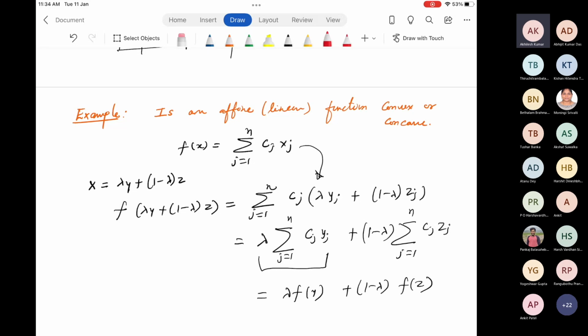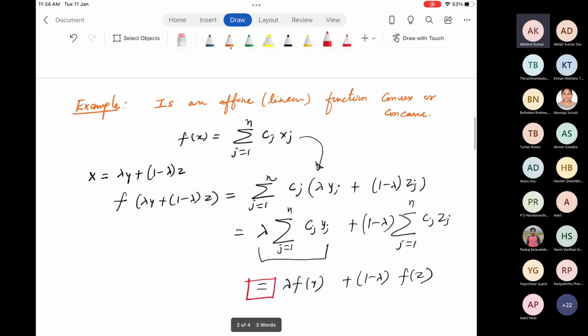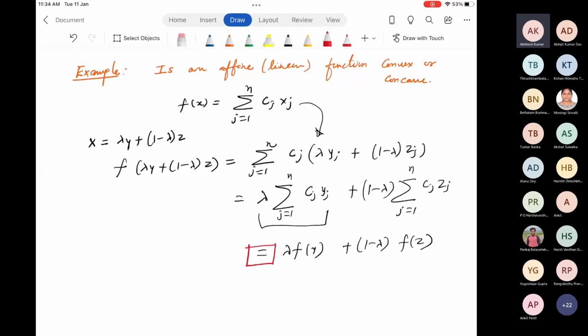Now, because of this equality, that is the best part about the affine function. When we are trying to prove something, as per our convenience, we can say it is convex. If I want to use it as a concave function, I can show it as concave. So it is both convex and concave. This linear or affine function is both convex and concave. Depending on what is your need, you can use it as convex, you can use it as concave.